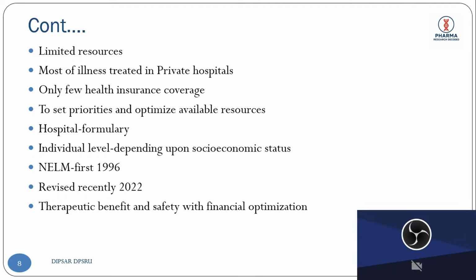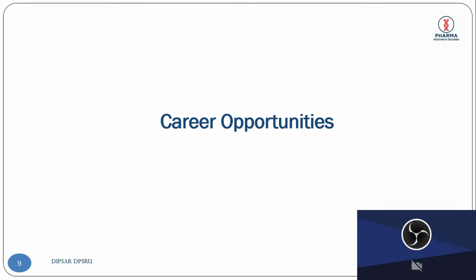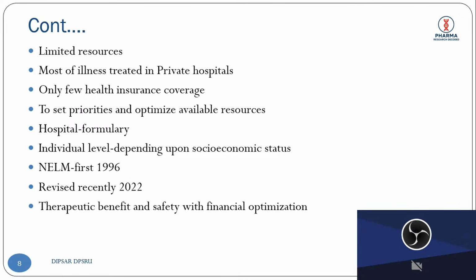So which medicines you have to include in the national formulary or hospital formularies, these studies will help at the individual level depending upon the socio-economic status. Already we have discussed the national essential list of medicines. These were first introduced in India in 1996, recently revised in 2022. And again, the purpose is to provide therapeutic benefit and safety with financial optimization. So these pharmacoeconomic studies will help to do all these things.